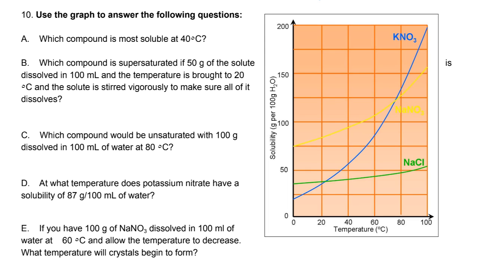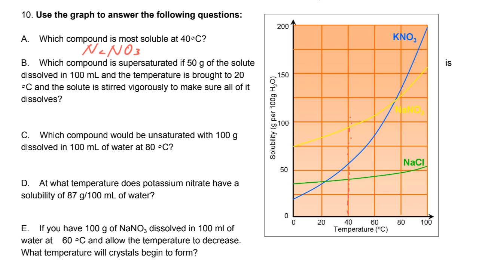All right, number 10, use the graph to answer the following questions. Which compound is most soluble at 40 degrees? So I'm going to go to 40 degrees and start coming up, and I see that at 40 degrees, our beaker holding 100 milliliters of water could hold almost 90 grams of NaNO3. So NaNO3, it's the highest number, so it's the most soluble.